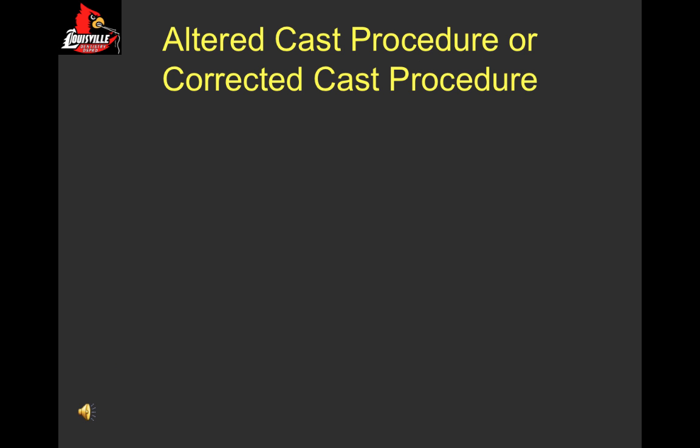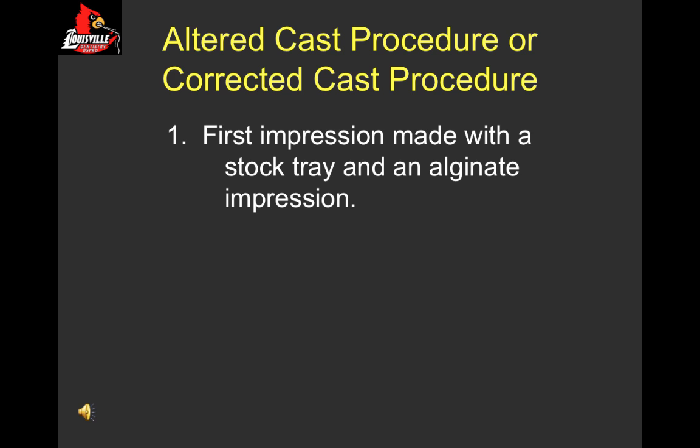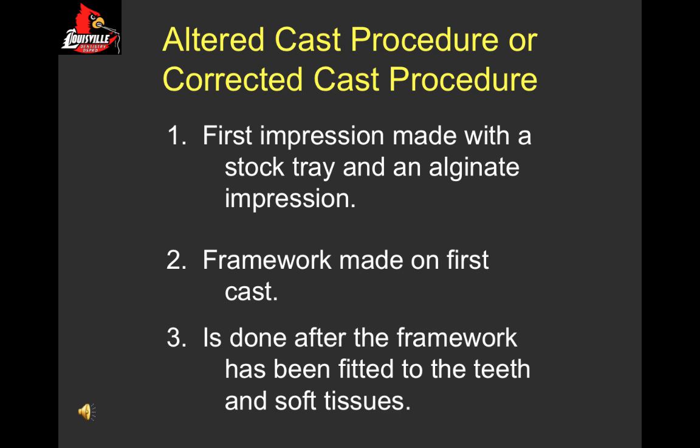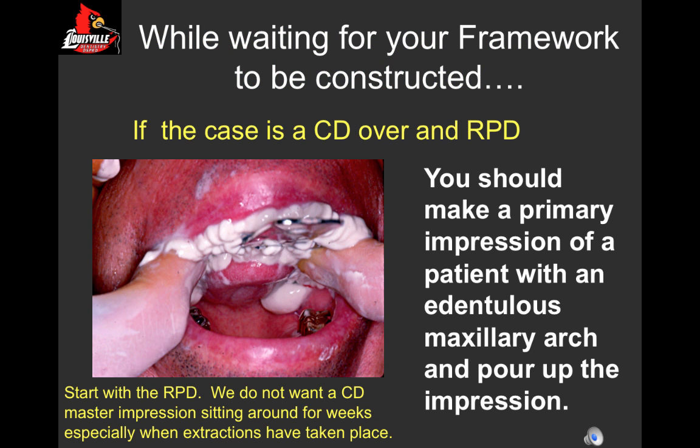The altered cast procedure, or the corrected cast procedure, starts out with the first impression, made before you create your framework, using a stock tray and an alginate impression. The framework then is made on this anatomic cast. After the framework has been fitted to the teeth and the soft tissues, you begin the altered cast procedure. Let's go over the scenario where you have a complete denture over removable partial denture prosthesis.